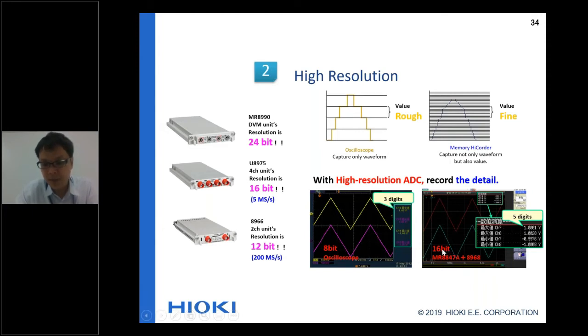If we use 16-bit, for example, this is our memory recorder, in that case you can see 5 digits. It's a very, very accurate measurement you can do.